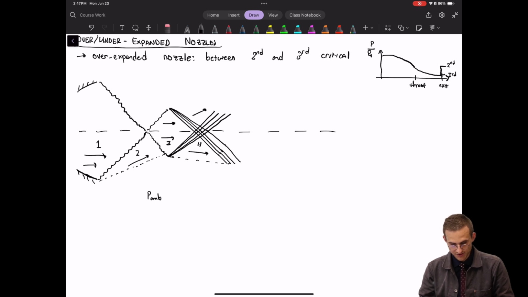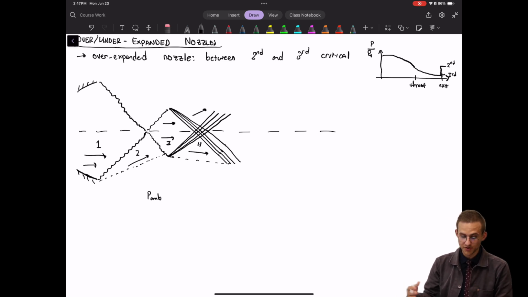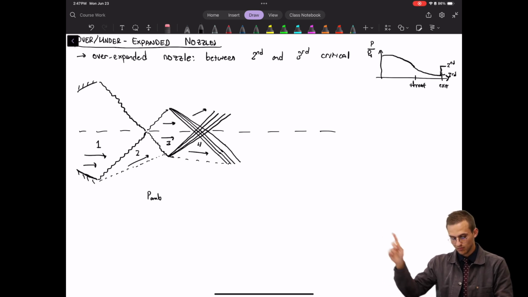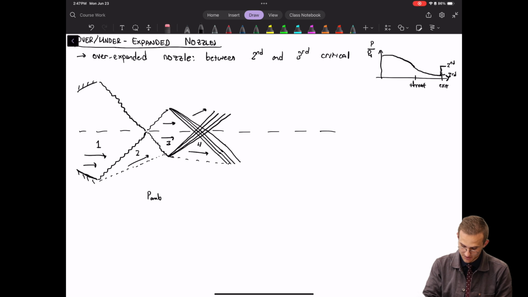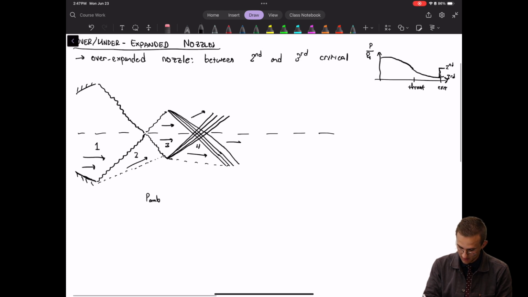So the flow has to turn through an additional expansion fan to change direction, because from here, if it went through another sort of, let's say, an oblique shock, it would turn further outwards. So to turn back in towards the center line in region 5 here, it goes through this expansion fan.